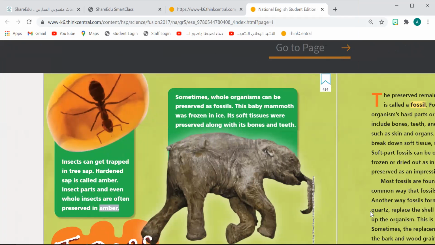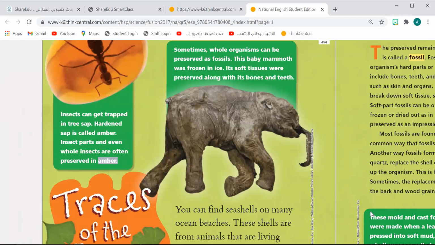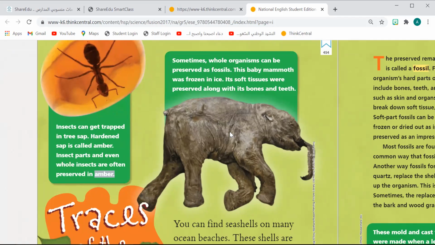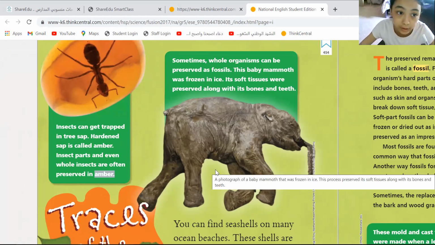Now, what about this baby elephant? Oh, poor baby elephant, it looks so cute. Sometimes the whole organism can be preserved as a fossil.